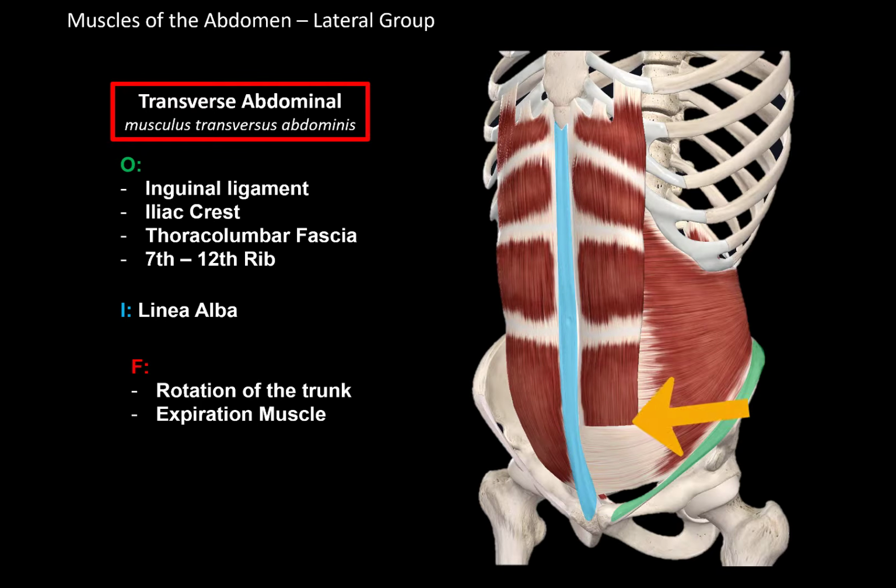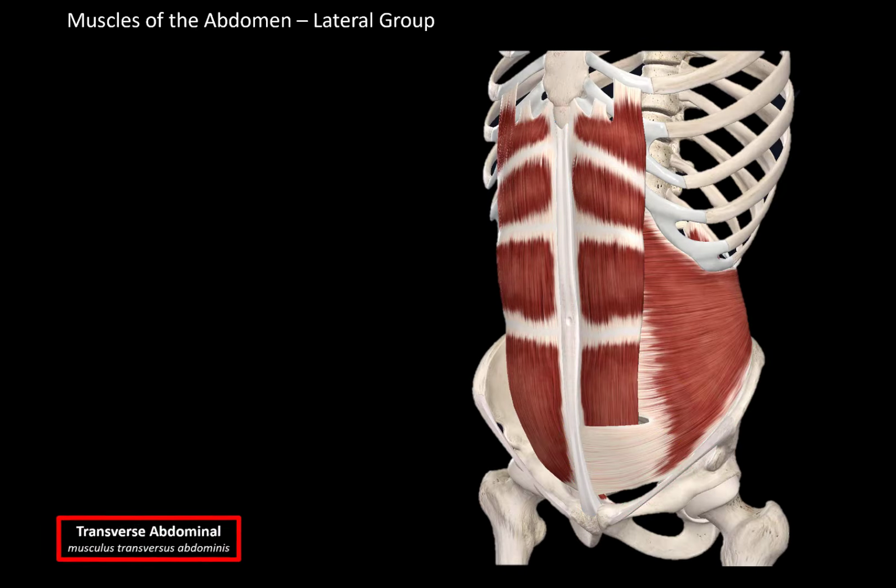Notice that the rectus abdominis runs through the transverse abdominal muscle. That means that the upper part of the transverse abdominis lies behind the rectus muscle, and its lower part lies in front of the rectus abdominis. So that was this one.